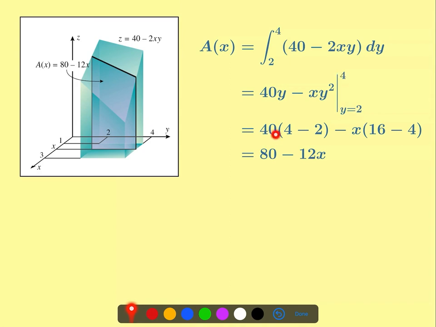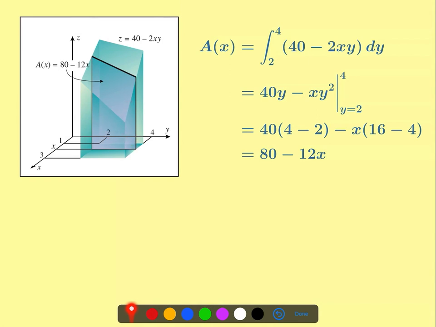Now I go ahead and plug in 2 and 4. For the 40y, I'm going to get 4 minus 2 as y goes from 2 to 4. And then I have a minus x, and y squared as I go from 2 to 4 goes from 4 to 16, so that's going to be 16 minus 4. And so we get 40 times 2, which is 80, minus x times 16 minus 4. 16 minus 4 is 12, so it will be 80 minus 12x. And that agrees with what they have up here, the 80 minus 12x, and that's where that came from.